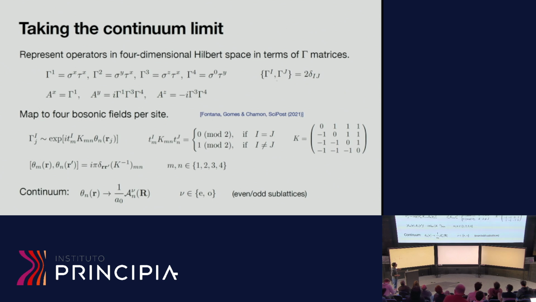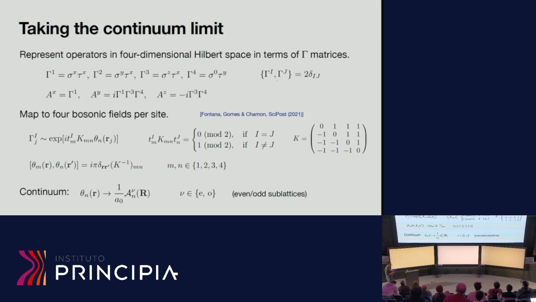So these are gamma matrices. They obey the Clifford algebra. And the AX and AY and AZ operators that were contained in my Hamiltonian are written this way in terms of gamma matrices. And to go to the continuum limit, we use this mapping to bosonic fields.